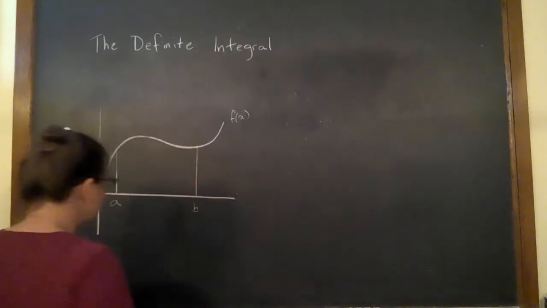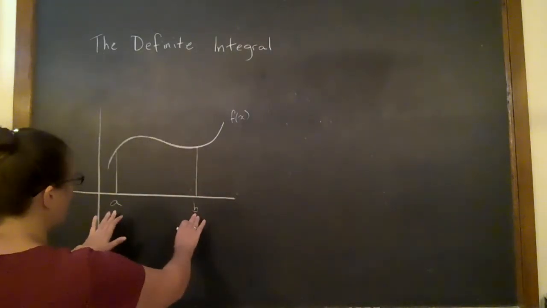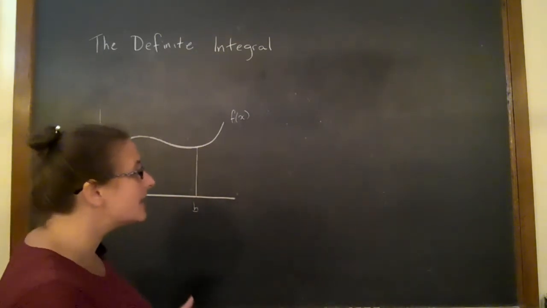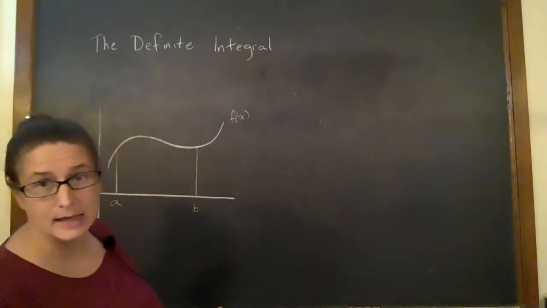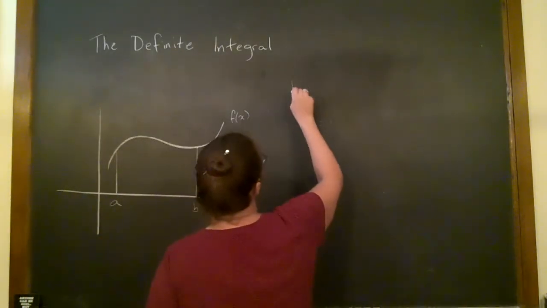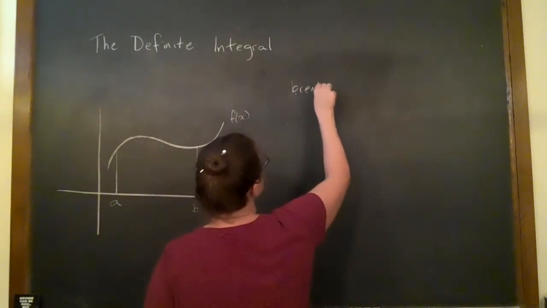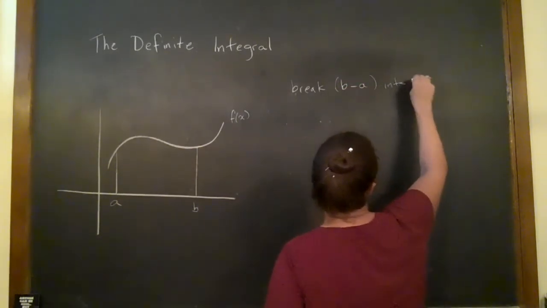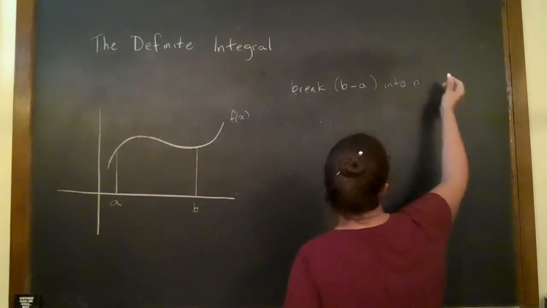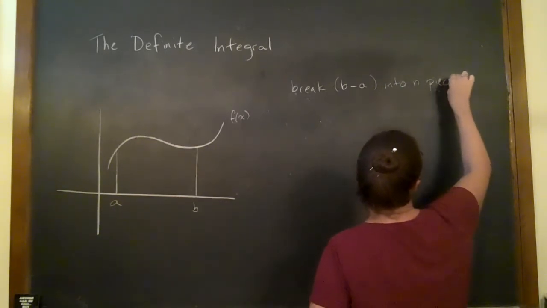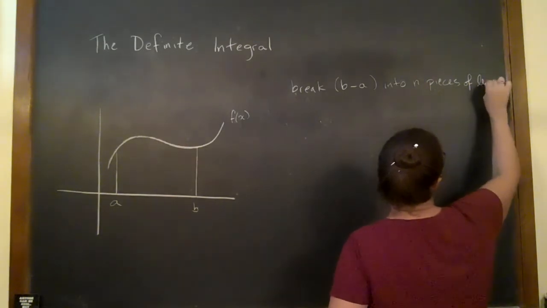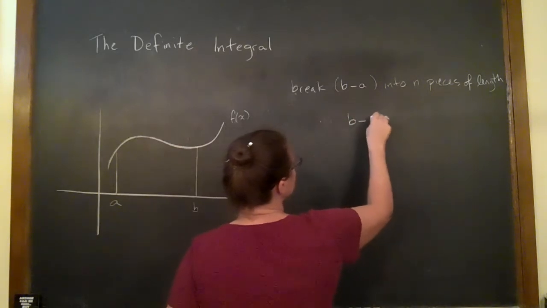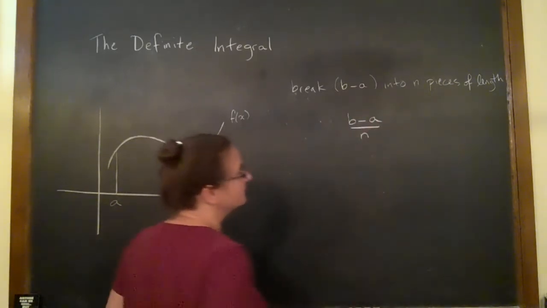What we have here is this interval with a length, b minus a, and let's say we want to break it up into n pieces, right? So if I'm going to break b minus a into n pieces, I just divide b minus a over n. That's going to be the length of each interval.